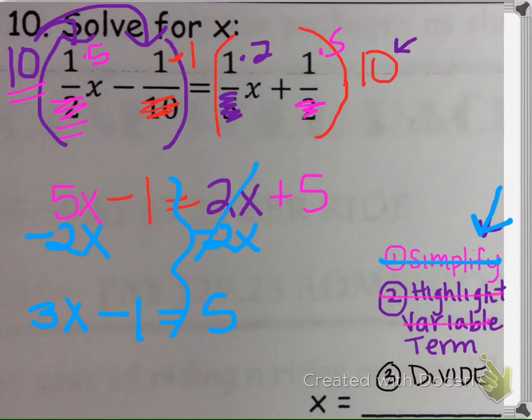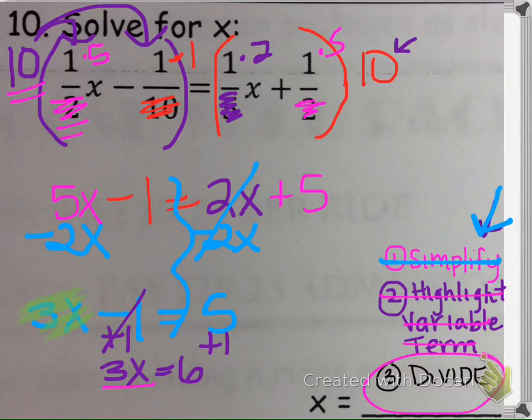And now I can do that. I can highlight the variable term now. And my goal is to get this by itself. So in order to do that, we need to add 1 to both sides to get rid of that. And now we're ready for our last step, which is to divide. So we're going to divide both sides by 3 because 3 divided by 3 is 1. So we would have x equals 2.